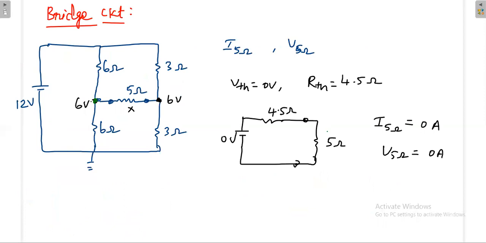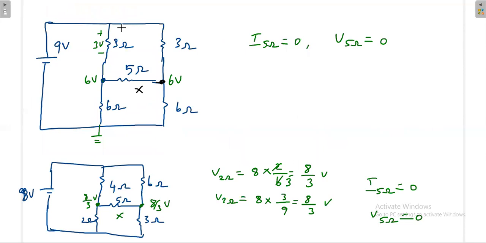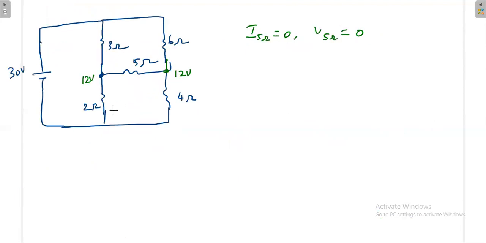Similarly, here you see the ratio. Now the ratio is 1:2. Here also the ratio is 1:2. Here you see the ratio is 2:1. Here also 2:1. Here you see the ratio 3:2. Here also 3:2. So the ratios of the resistances are same. So that's why they are putting one simple condition.